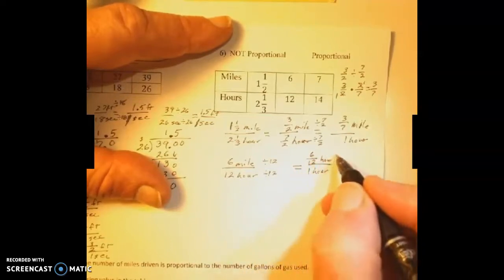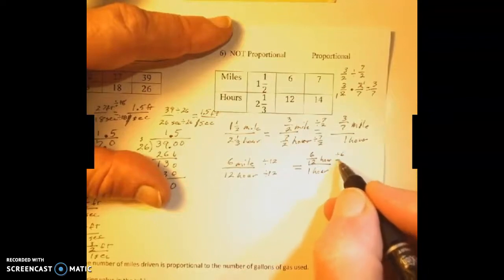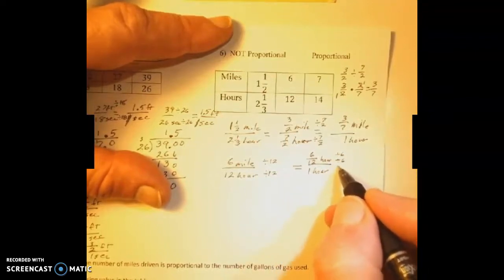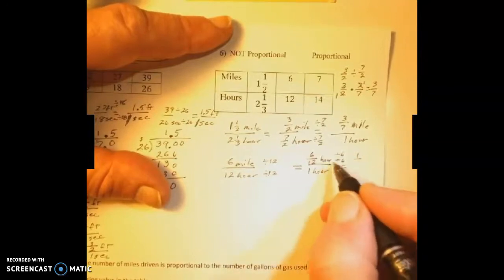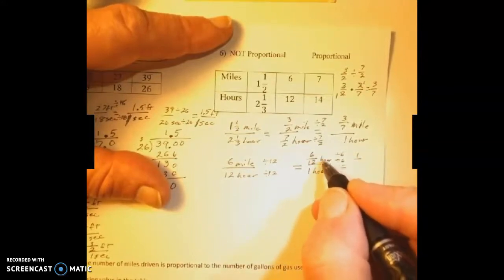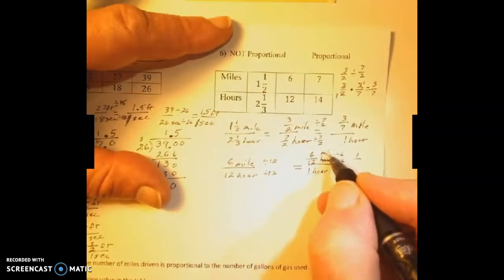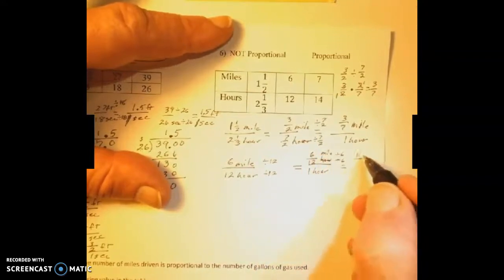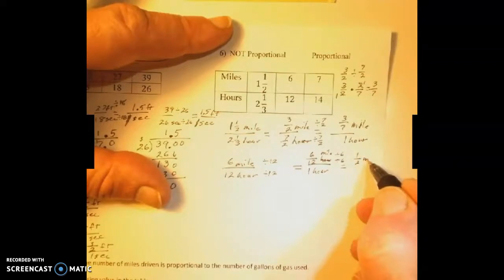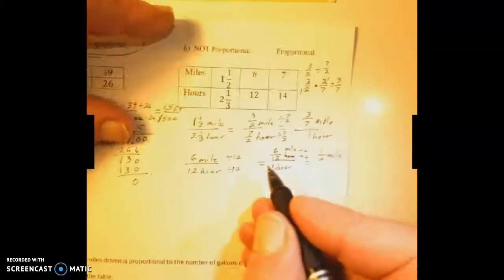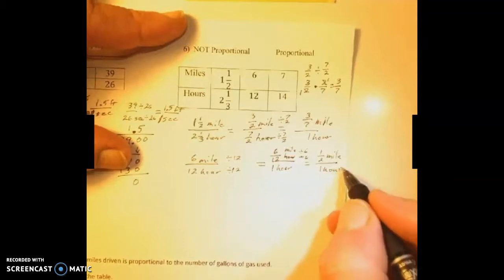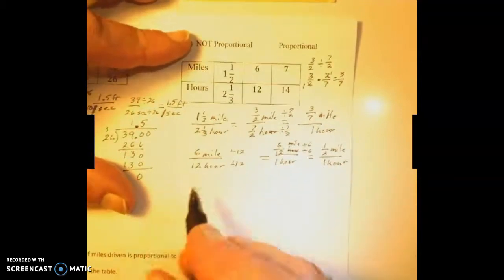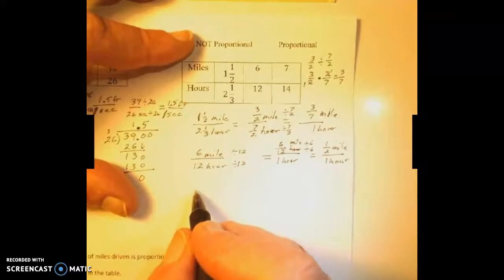Now reduce. Those can both be divided by 6. And you come up with that this is 1/2. Sorry, that should have said mile here. So this is 1/2 of a mile in 1 hour. Alright, just for the heck of it, we can go ahead and check out the third rate.